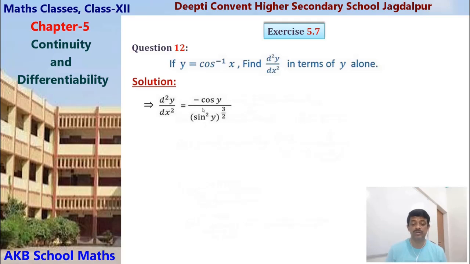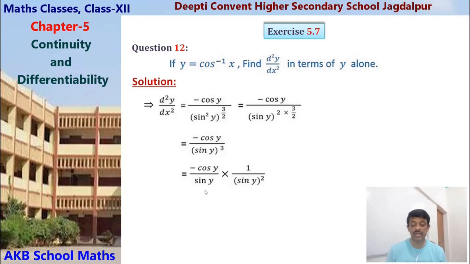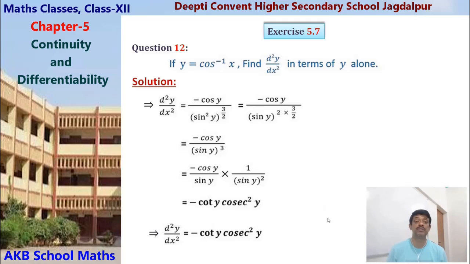Now d2y by dx square equals minus cos y upon sin cube y, that is minus cos y upon sin y into 1 upon sin square y, which is minus cot y into cosec square y. This is the second order derivative of the given function in terms of y. The last step is very important, so remember it, very important question. This is the solution of question 12 of exercise 5.7.